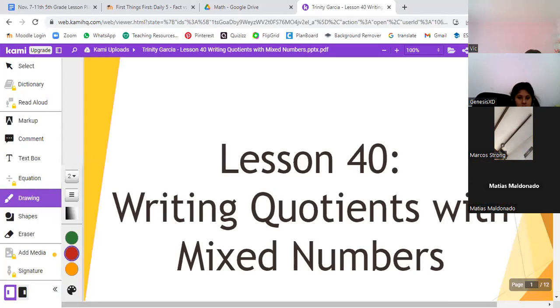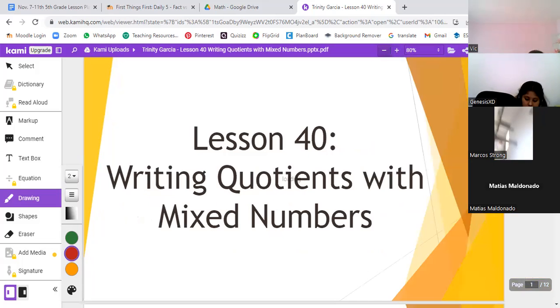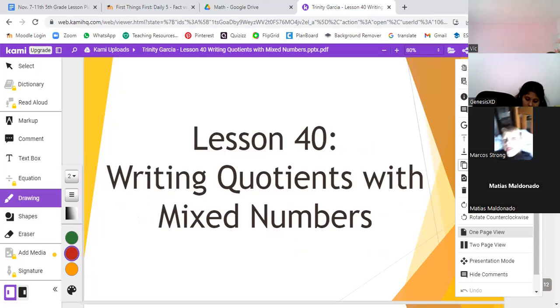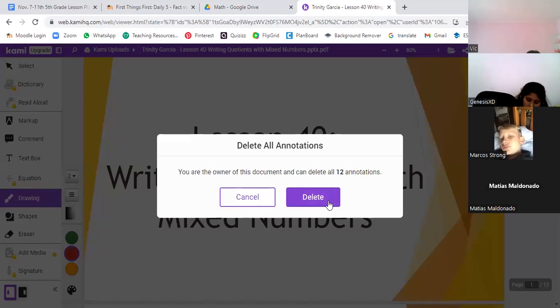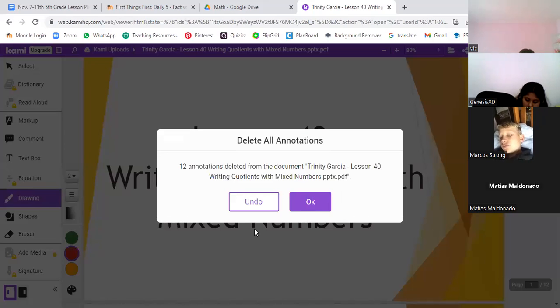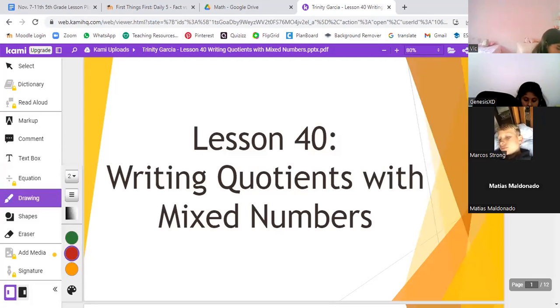Okay, today we're talking about writing quotients with mixed numbers. Right, so a quotient with a mixed number. Remember, a mixed number is a number that is a whole number and a fraction. Okay, so every time it says mixed number, it's asking that your answer be a whole number and a fraction.